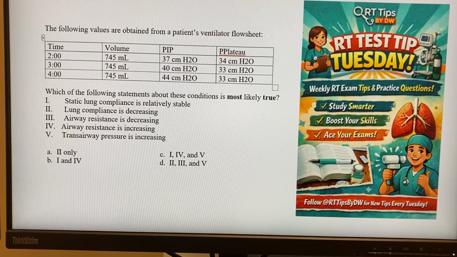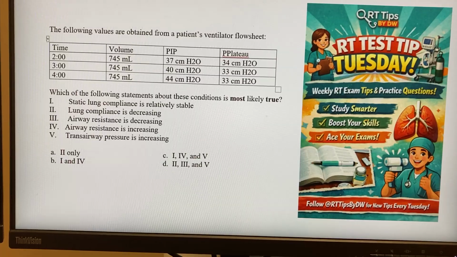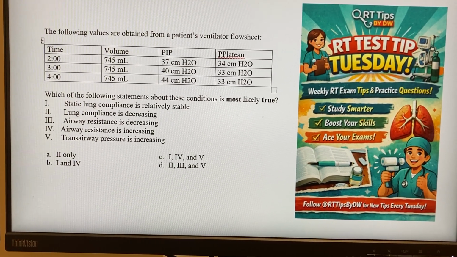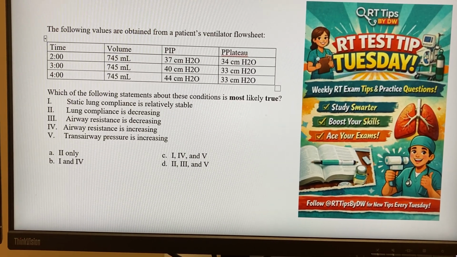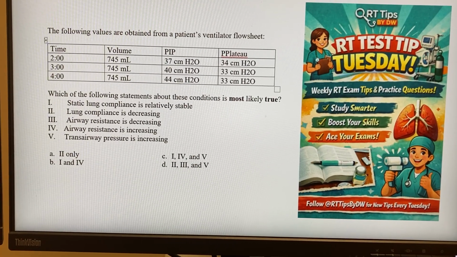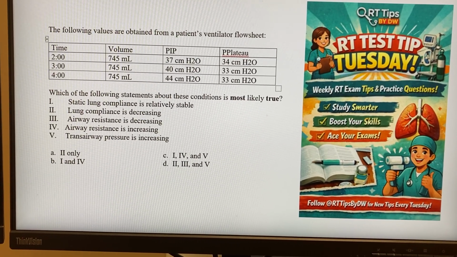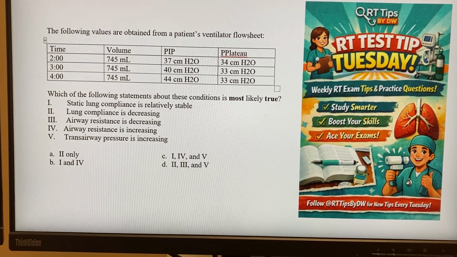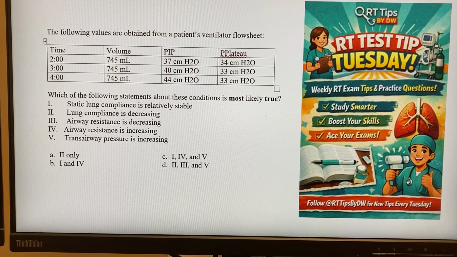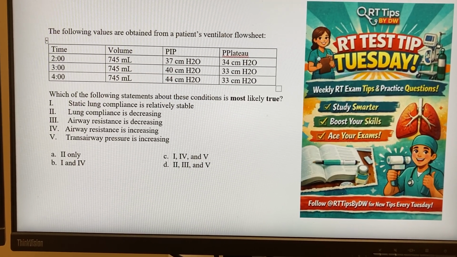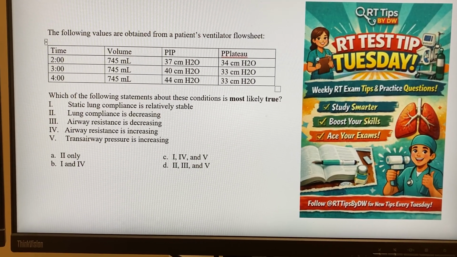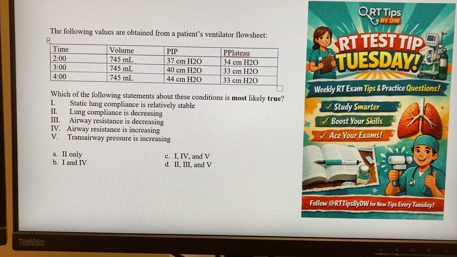So again, looking at 2 p.m., or it doesn't delineate whether it's a.m. or p.m., but nonetheless at 2 o'clock, tidal volume is 745 milliliters, peak inspiratory pressure is 37, and your plateau pressure is 34. Remember, your plateau pressure is pretty much equivalent to our alveolar pressure, and we really want to try to keep plateau pressures lower, in many cases less than 30, like we can see. We also see that our peak inspiratory pressure has trended up over the course of it. We started out with a peak inspiratory pressure of 37, then it transitions to 40 centimeters of water pressure, and then to 44 centimeters of water pressure.